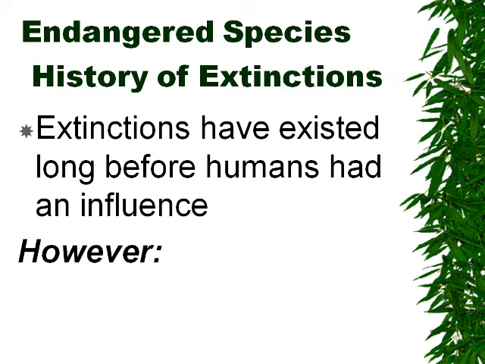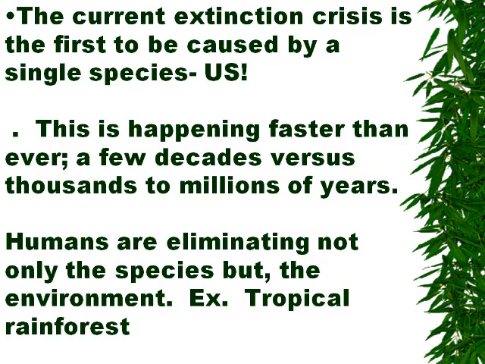So extinctions have been happening for a long time. There have been mass extinction episodes caused by various things, and individual extinction episodes caused by various things. The difference now is that humans are having more of an impact. For the first time, we're seeing a single species causing a huge extinction crisis globally, which has never happened before. Not only are we causing more than one species to become extinct, we're also making it happen faster than ever before.